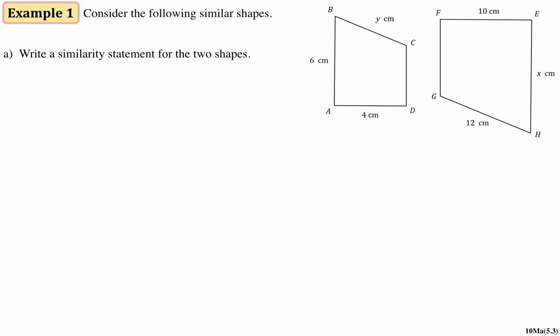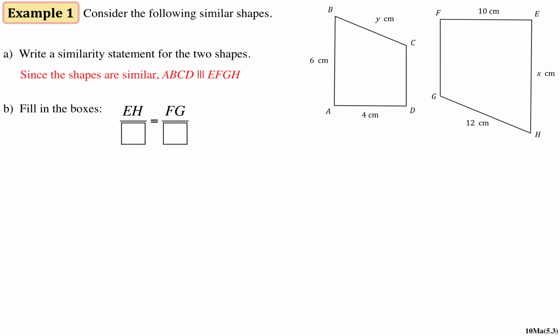Well, we know they're similar, so a similarity statement would just be something along the lines of shape ABCD is similar to shape EFGH, because we've got our ABCD and our EFGH, so those 2 shapes are similar, and there's our similarity statement.